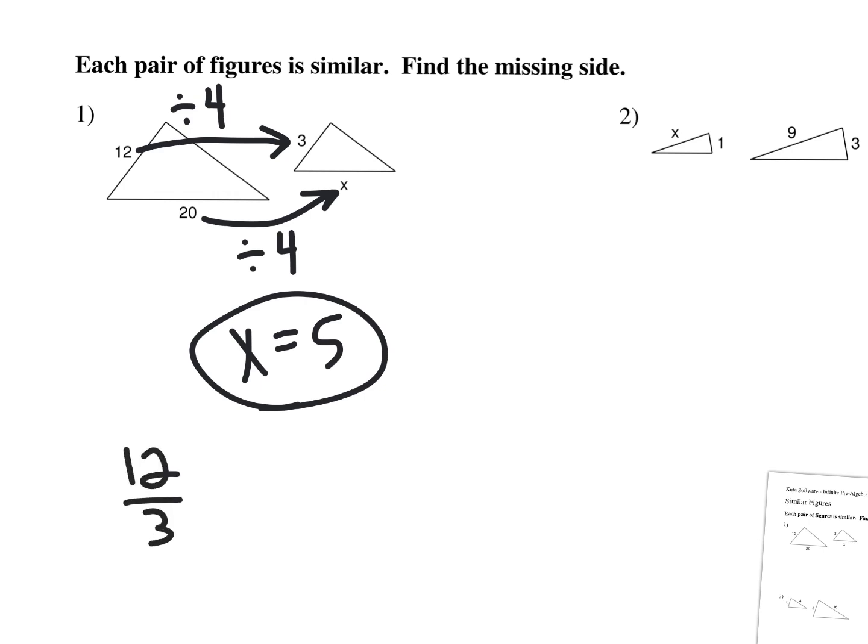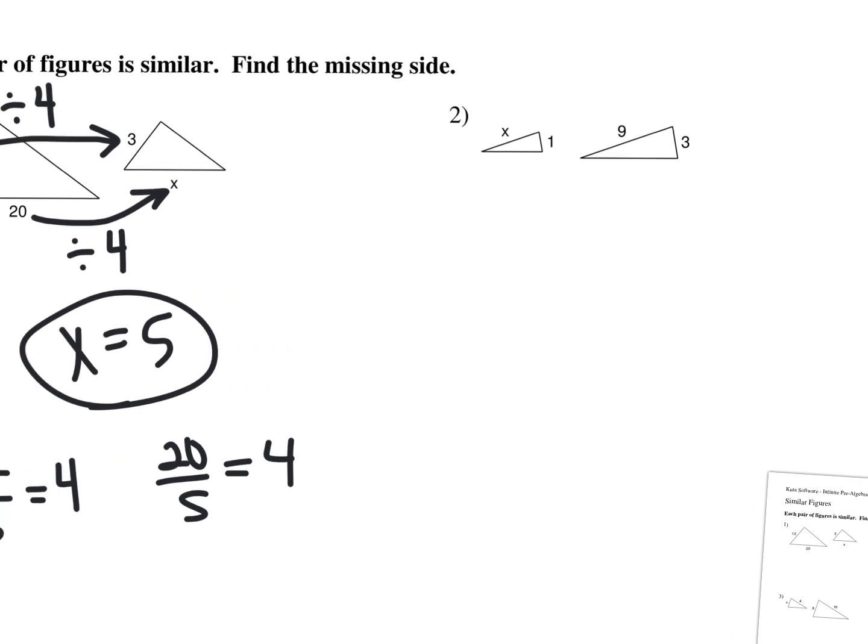If you had time on these problems, what you could do is divide out 12 divided by 3 to get 4, and 20 divided by 5 to get 4. You could also do a proportion of the sides. You could do 12 divided by 20, and 3 divided by 5, and you'd get 0.6 for both of those as well.